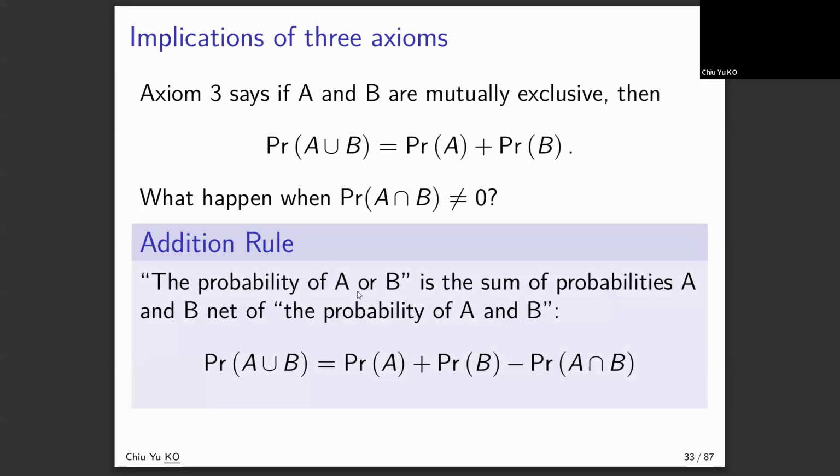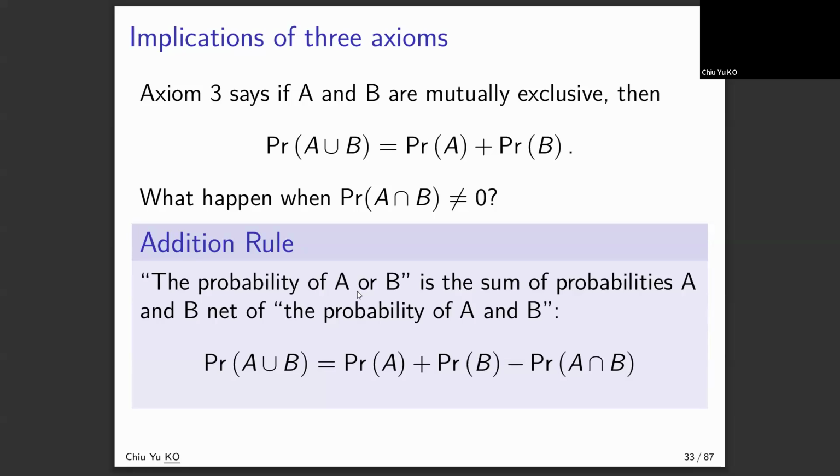Now, we need to know some other rules. This is also a very interesting rule. Actually, this rule is super useful. First, suppose these events are mutually exclusive. Axiom 3 says that if A and B are mutually exclusive, the probability of A union B is P(A) plus P(B). Axiom 3 means the whole is the sum of parts as long as these parts are mutually exclusive, to be exact.